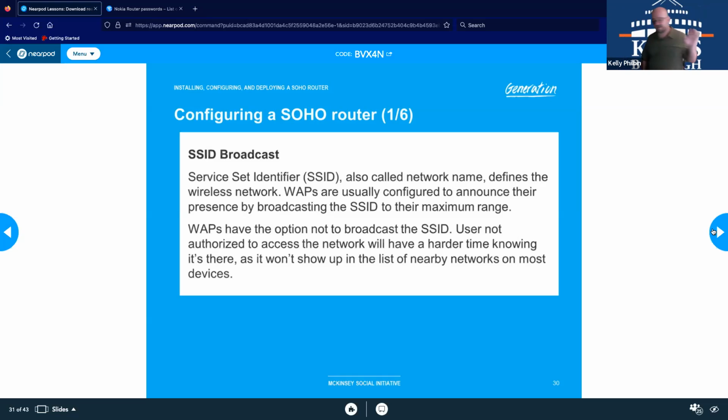You can turn off the broadcast setting where it does not broadcast your network name out there. So if the user is not authorized to access the network, they will have a harder time. This is touted as a security setting, but I put it as a tentative, not really, because if somebody has a Wi-Fi analyzer, and you can download free ones on your phone, they can still find the network name. It just takes a couple of extra steps, but they do qualify that as a security feature.